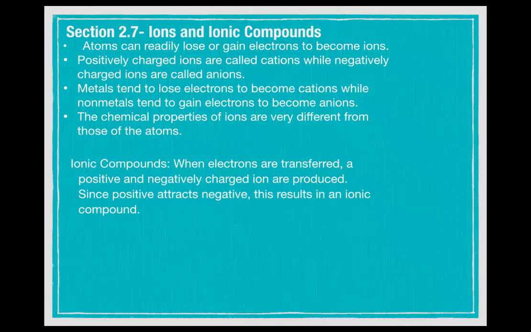Now, I'm going to be talking about ionic compounds, how to name them, how to write their formulas. You've been working with them quite a bit already. Now you're actually going to learn how to apply what you've learned. So, ionic compounds occur when electrons are transferred, okay, and there will therefore be a positive and a negatively charged ion involved. The positively charged ion and the negatively charged ion make an ionic compound.